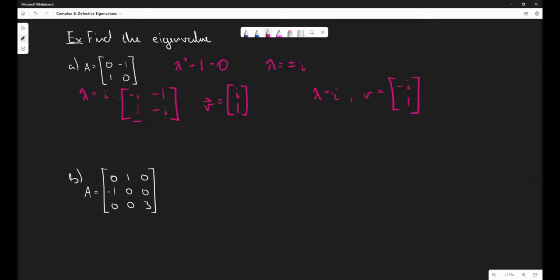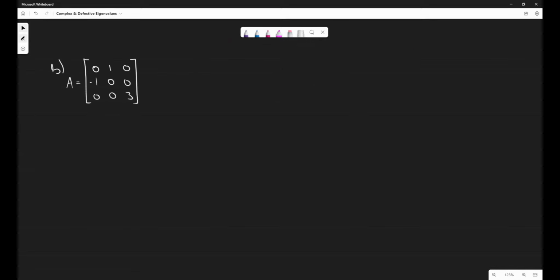For the second example, we are given this time a 3 by 3 matrix. Again, I'm going to do the characteristic equation first. Because we have a lot of zeros, it doesn't matter which row or column we expand along, but I'm going to do the bottom one. So we have 3 minus lambda multiplied by lambda squared plus 1, and that's equal to 0. So our eigenvalues are 3, and again plus or minus i.